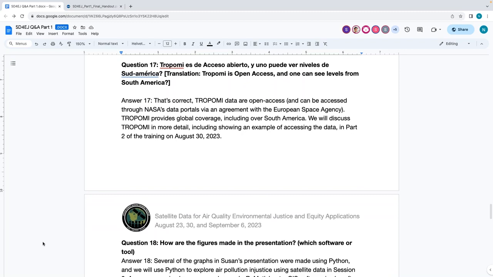Is Tropomi open access, and can one see levels from South America? Yes, all Tropomi data are open access and can be accessed through NASA's data portals. We'll talk about this more next week. And it is a polar orbiting satellite, which means it sees the entire globe once per day. Because of the swath, I should say, there's daily coverage.